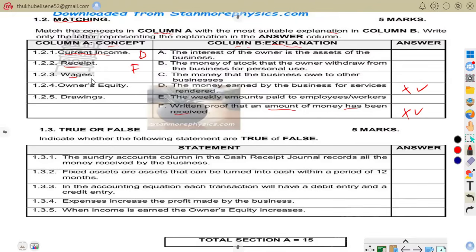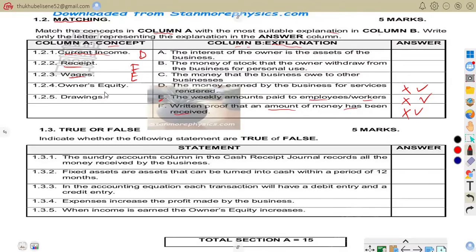Now 1.23, wages. Let us look at the explanations that match our concept of wages. You can see now that E is the correct answer. As E says, wages are the weekly amounts paid to employees or workers. For example, a shop assistant is paid 1,500 every week. So that is that. Hope we are together, people. So we have said wages is E.